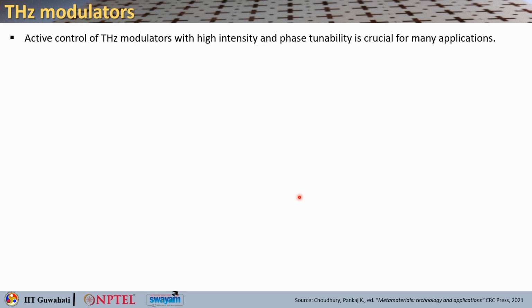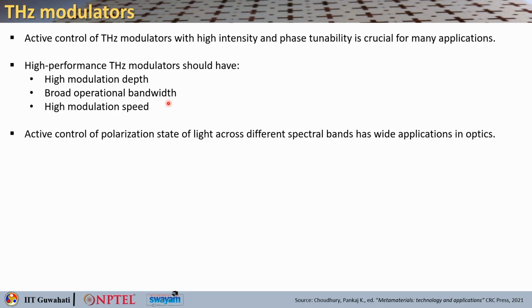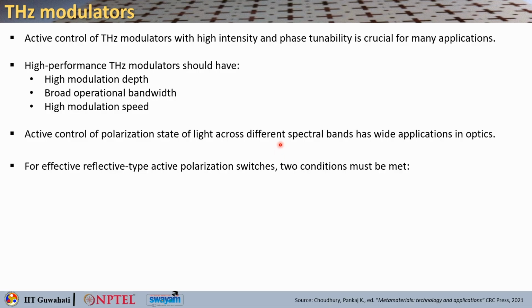Active control of terahertz modulators with high intensity and phase tunability is critical for many applications, and high-performance terahertz modulators should have high modulation depth. That is, the difference between the high state response and the low state response should be really large. You should also have broad operational bandwidth and high modulation speed. Active control of the polarization state of light across different spectral bands also has wide applications in optics.